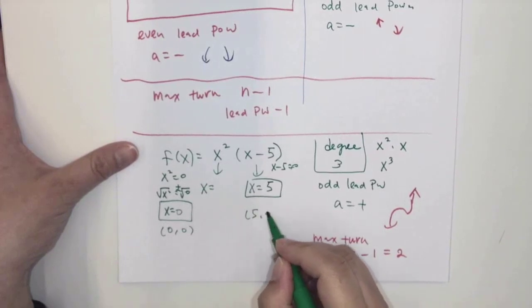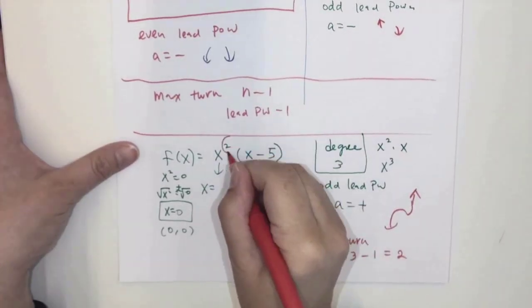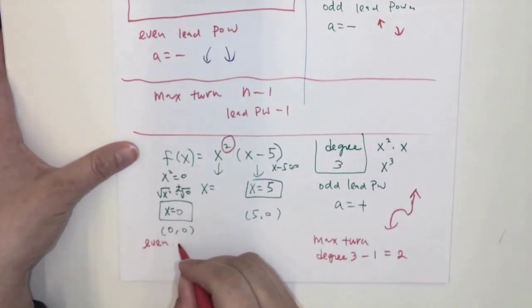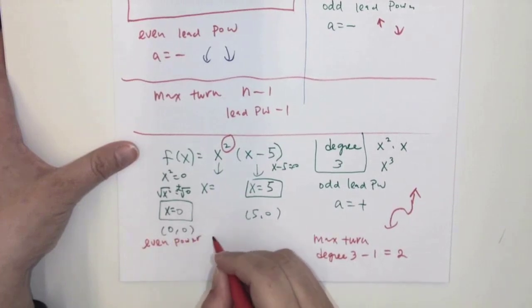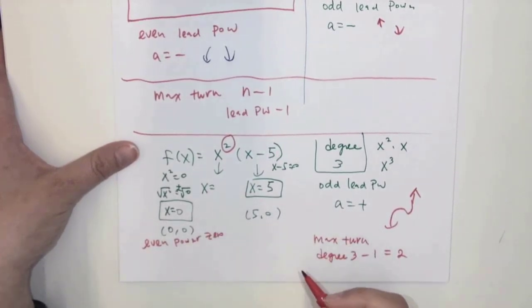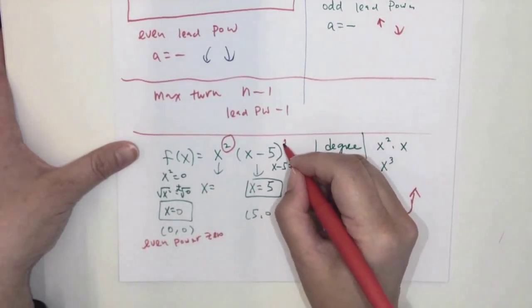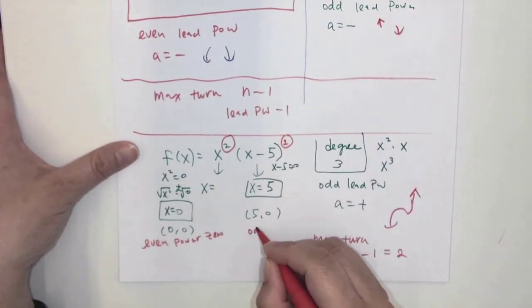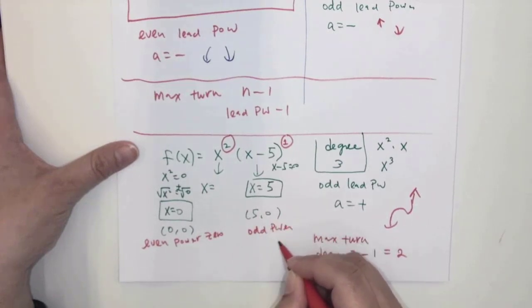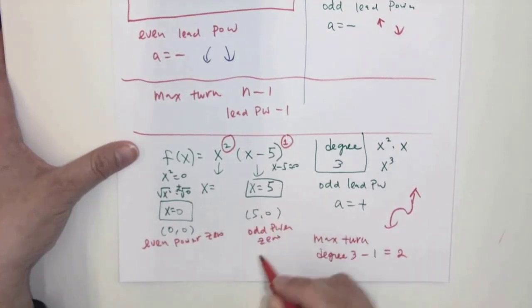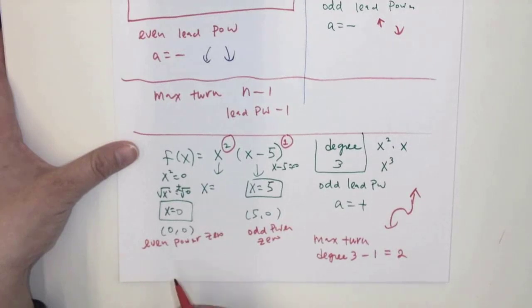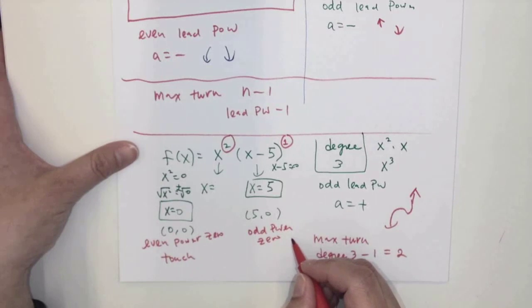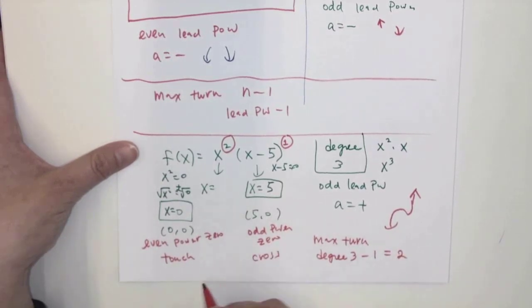One is 5, 0. So this one has an even power. So this is an even power 0. Do we cross or touch the point? And this has an invisible 1 here, so this is an odd power 0. Even power 0, cross or touch? Touch the point. Odd power 0, we're going to cross.